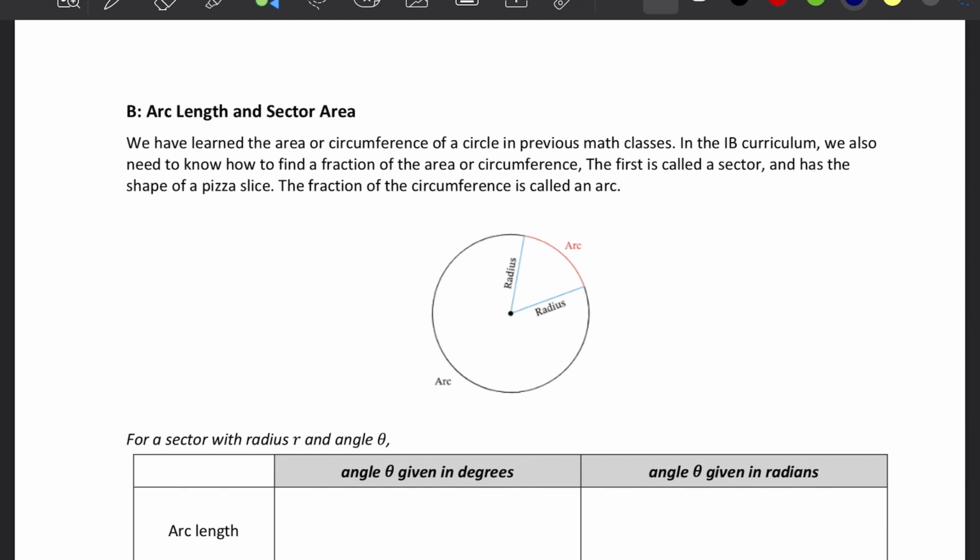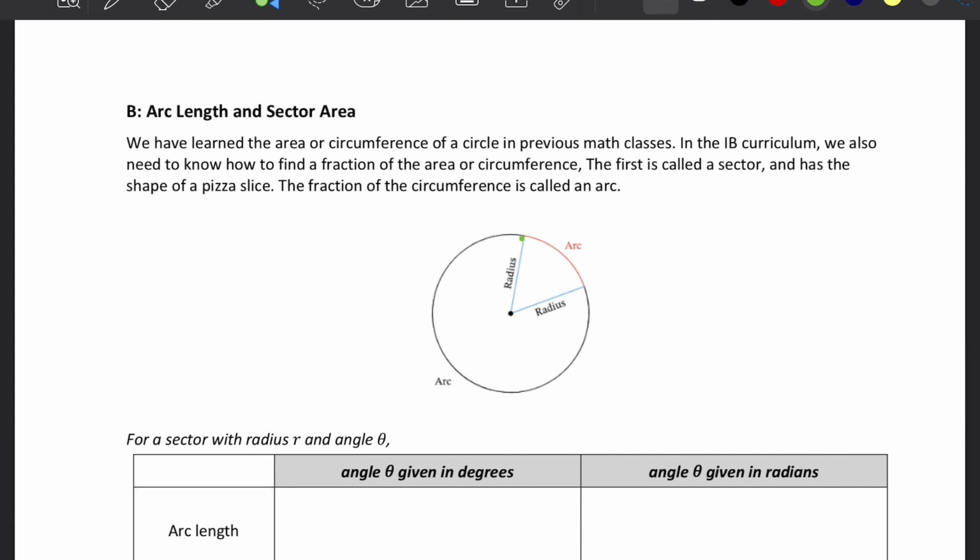Now we need to talk about the arc length and sector area, because we have learned the area and circumference of the circle in previous math classes. In the IB curriculum, we also need to know how to find a fraction of the area or circumference. The first thing that we need to learn to fulfill this requirement is the sector. So let's talk about the sector first.